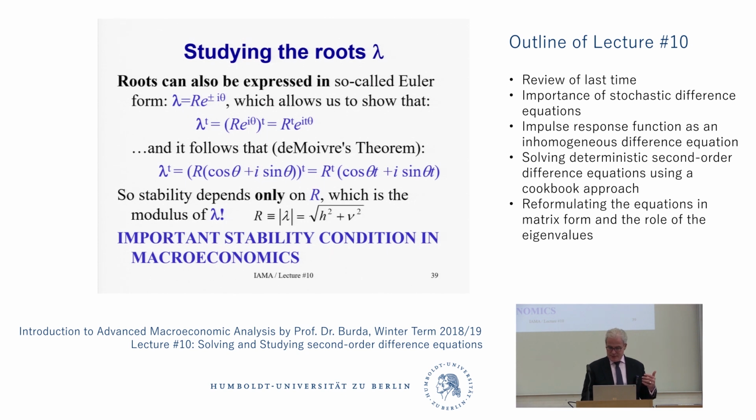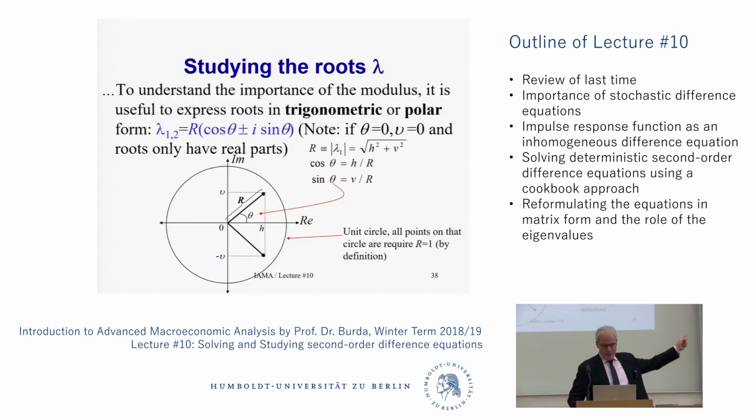Let's go back and look at it again. Okay, so I've basically expressed lambda 1, 2 as the product of this r times cosine theta plus I sine theta. R is exactly the distance, the Euclidean distance to the origin. So R is the modulus that we're thinking about. Okay, so it's exactly the same expression, the expression of the same object. You're just using cosine and sine functions to express that.